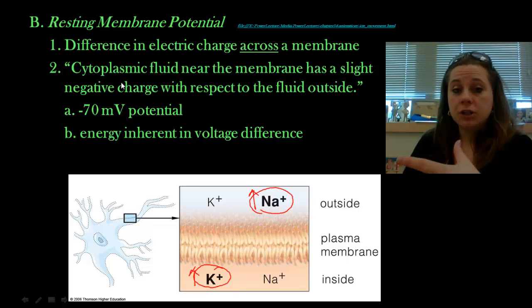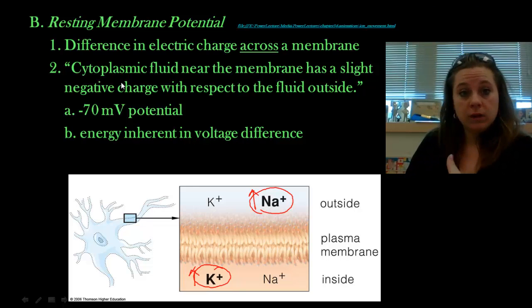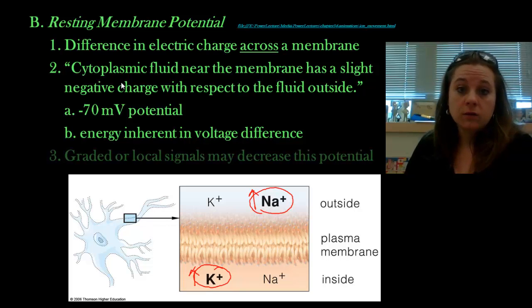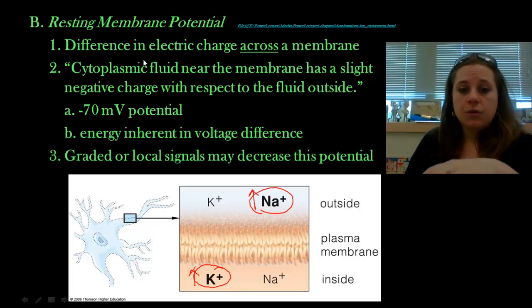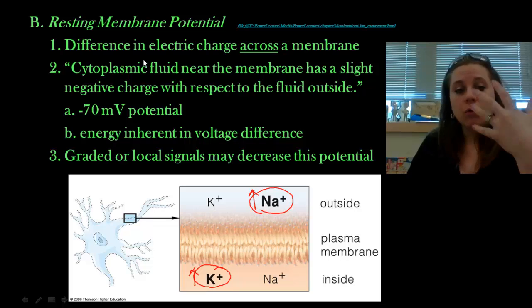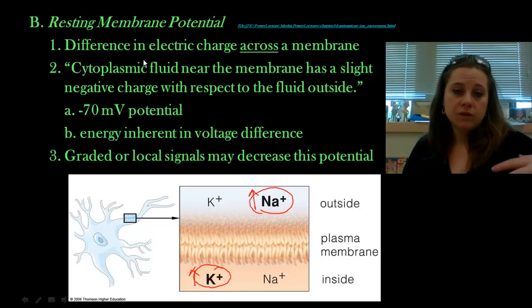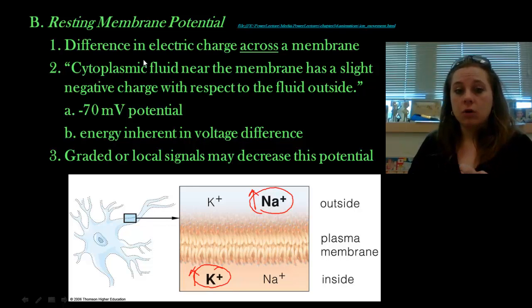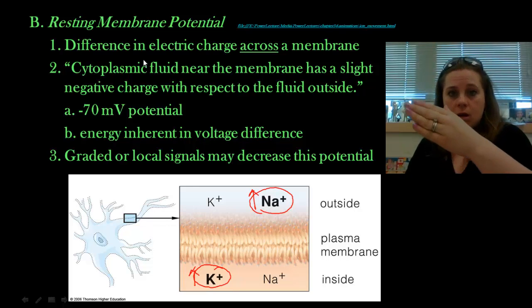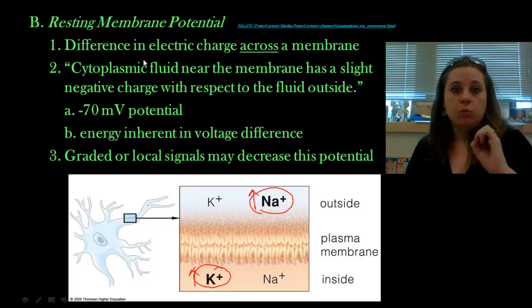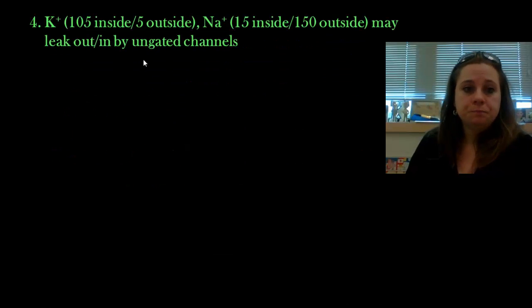And there's energy in that difference, because of the movement of molecules. There is some energy in that difference in voltage that's going to allow for enough of a signal to be sent to actually trigger at the trigger zone. So graded or local signals, meaning ones that come in locally, can decrease that potential and actually lower the potential. And as it lowers, meaning going up, it could reach a threshold which will then fire a response. So let's talk a little bit about what's going on inside and outside.